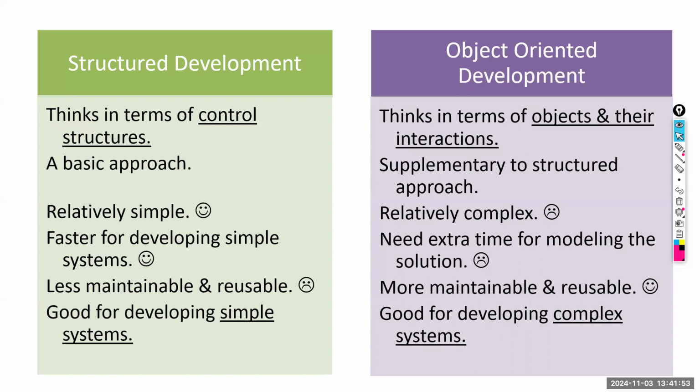So here, in structured programming, we think in terms of control structures. Here we think in terms of objects and their interactions. That is why we call it object-oriented programming. So this is a very basic approach. Even kids can understand that even kids can do software development, structured programming, even grade 6, 7 students. But we don't teach them the object-oriented approach because it's too much for them.